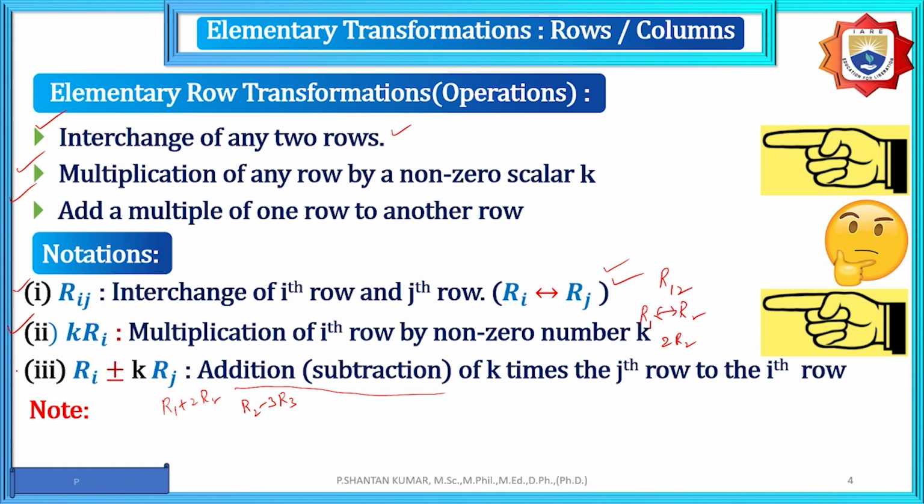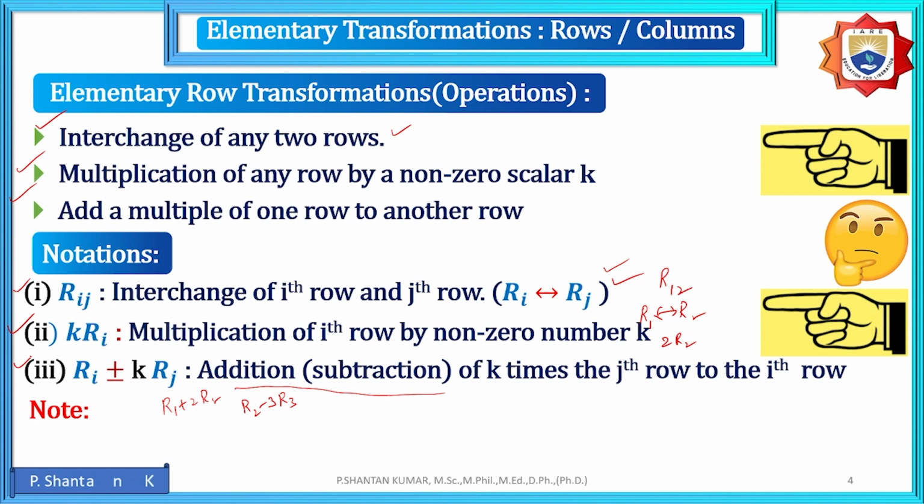These are the three conditions we need to remember under the elementary row operations. That means one is the interchange of any two rows, second is multiplication with any non-zero number, and third is adding a multiple of one row to another row. And here the notations are also clearly given.